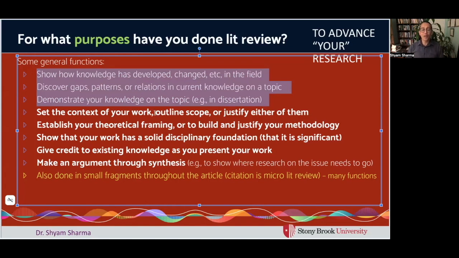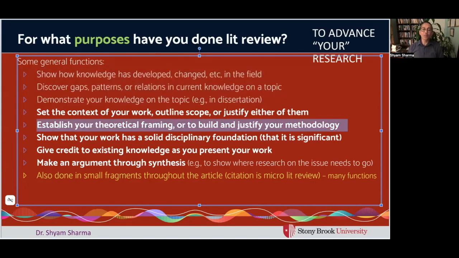You may do that in order to outline the scope of your own work. Here are the things that we know. Here are the boundaries. Or you could justify the context or scope of your work by using other people's ideas. So you bring other people's ideas to set the context or set the scope. Then you also bring other people's ideas in and review their ideas in order to establish your own theoretical framing or to build or justify your methodology.